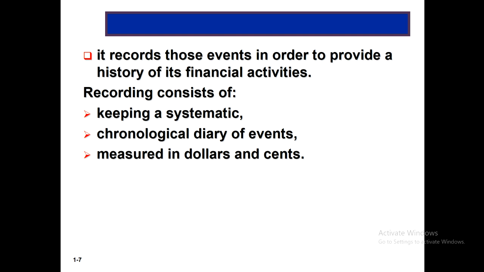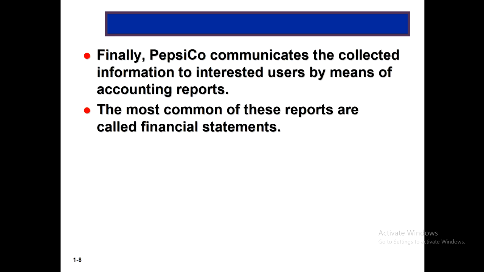So we call this the recording part. This recording consists of keeping a systematic and chronological diary of events and measuring them in dollars and cents. That means we record after confirmation of identification. Thus, we record this in our books, following a systematic and chronological diary of events measured in dollars and cents. And finally, we communicate this information.